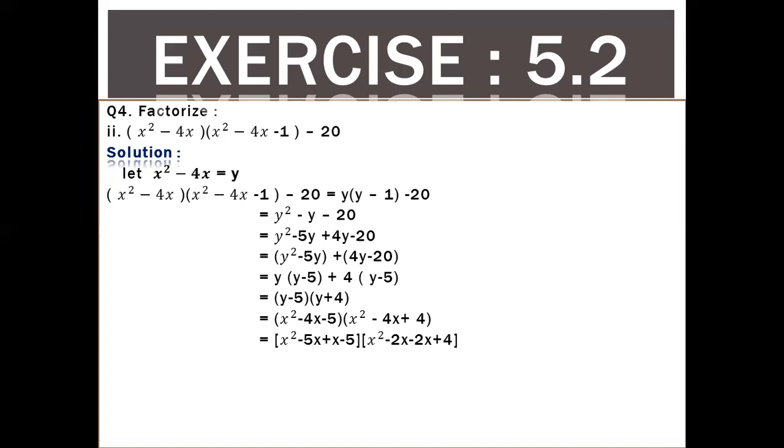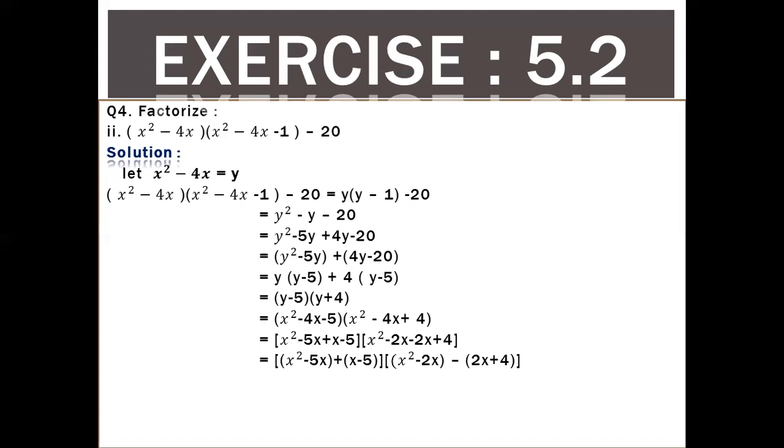Again we see that both brackets can be solved further. For x² − 4x − 5, we make the factors of −5, which are 5 and 1, since 5 × 1 is 5. There is only one pair of factors of −5. So we split −4x as −5x + x, and for the other bracket we split 4x in the form of −2x and −2x.